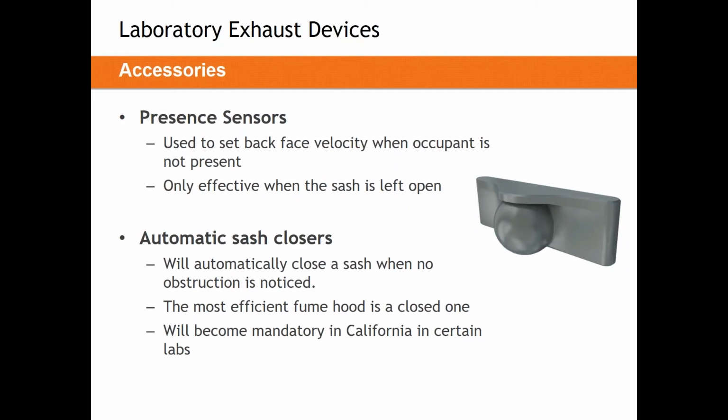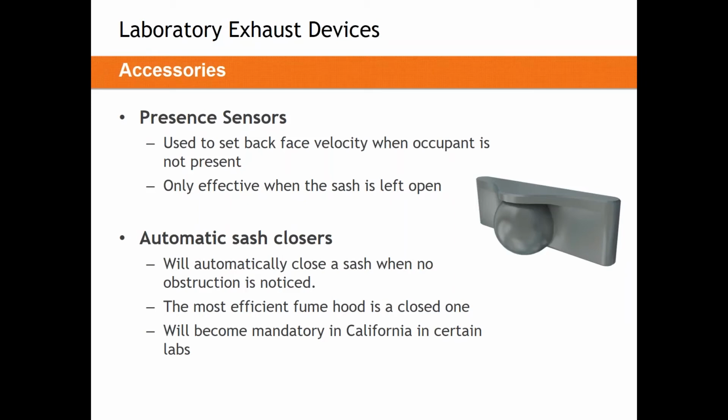If you have good sash management, if people close these hoods, you don't need presence sensors. In a similar vein are automatic sash closers. These are a mechanical system that will close the sash when, after a certain timer expires, they notice nothing in the way. They'll close the sash down. These are extremely effective because the most efficient fume hood is a closed one. And forget about efficiency, actually. The safest fume hood is a closed one.